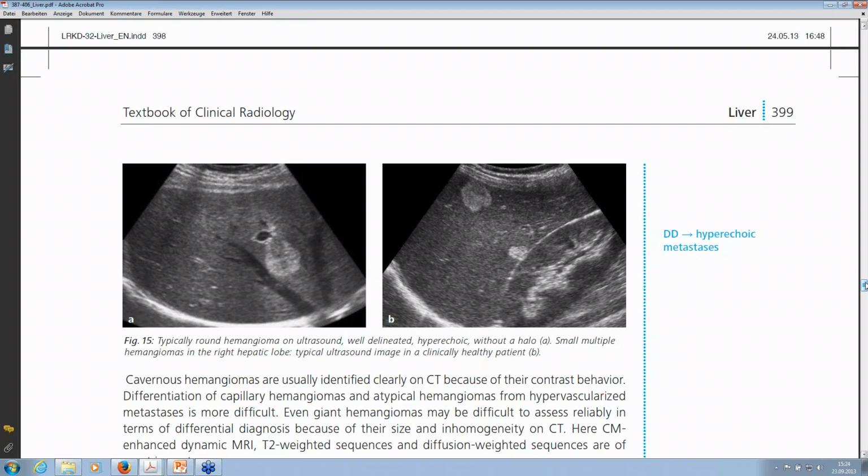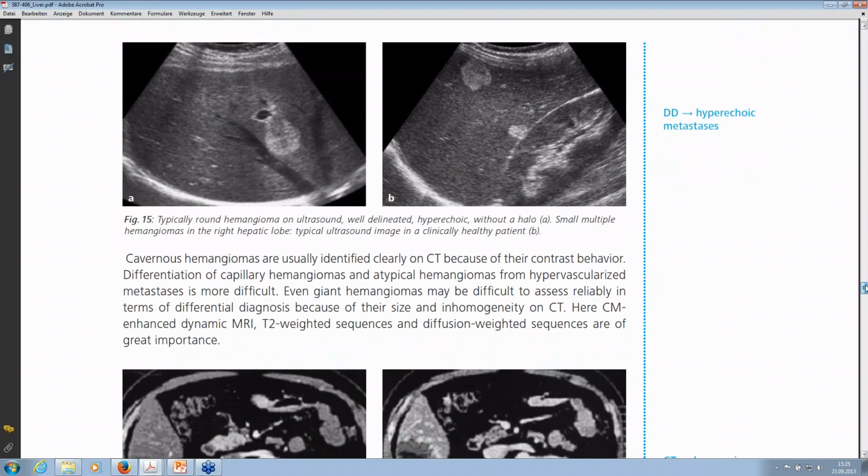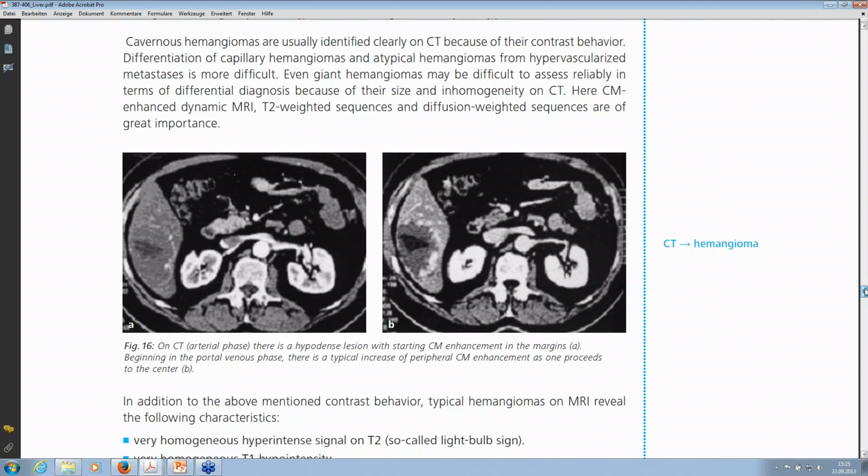CT and MRI is usually done. And I think we should give a little time to comment how hemangiomas look like in CT. And you can see here two figures in the axial plane. It's computed tomography, and the patient received intravenous contrast media, and on the left you can see the arterial phase.